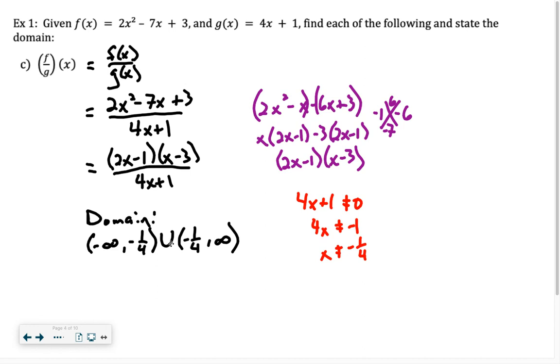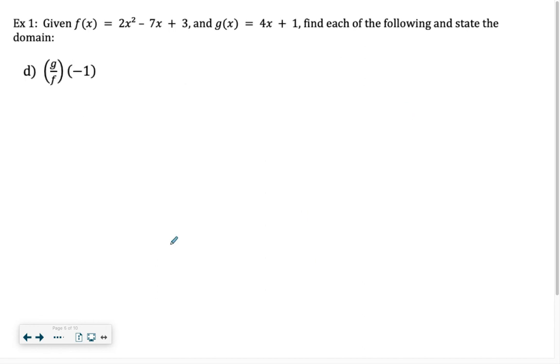All right, now let's take a look at combining functions and evaluating at a certain point. So for these, it's probably going to be easiest to evaluate like this.